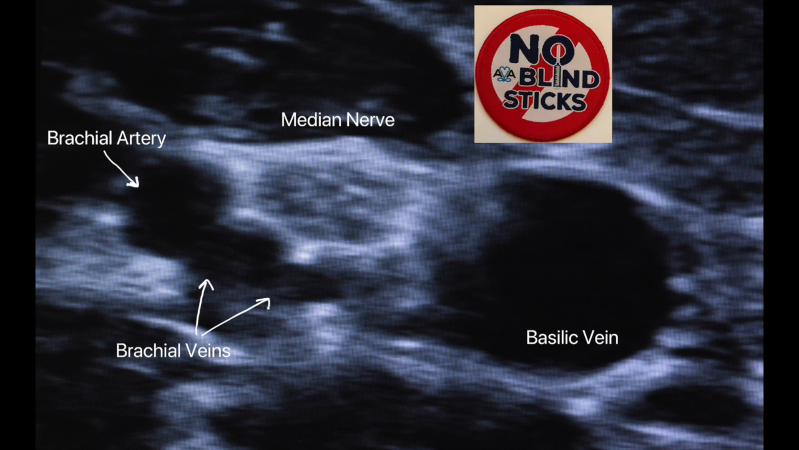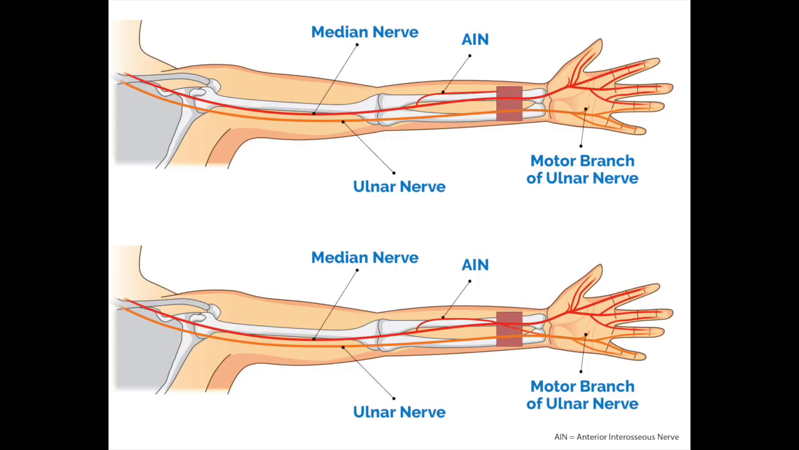One of the many reasons that AVA does promote no blind sticks is the ability to visualize nerves prior to putting a needle near it. Anytime you're placing a device in the upper extremity above the AC, ultrasound is mandatory, and the nerves that you need to identify prior to puncturing are the median nerve and the ulnar nerve.